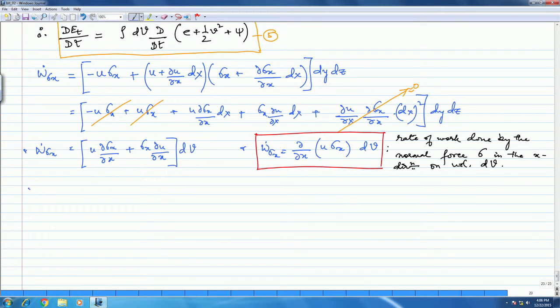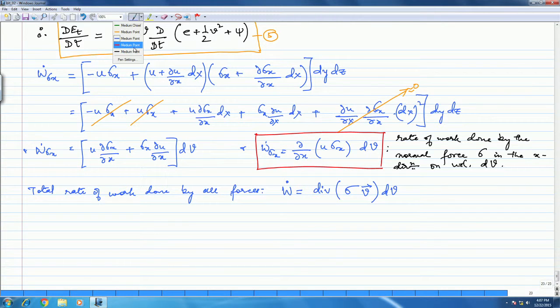So now that we have done this, we shall write it down for the total rate of work done by all the forces, which is nothing but the sum of that plus the y direction and z direction. So, w dot sigma x plus w dot sigma y plus w dot sigma z, right. Essentially, I can say it is the divergence of sigma into the velocity vector.